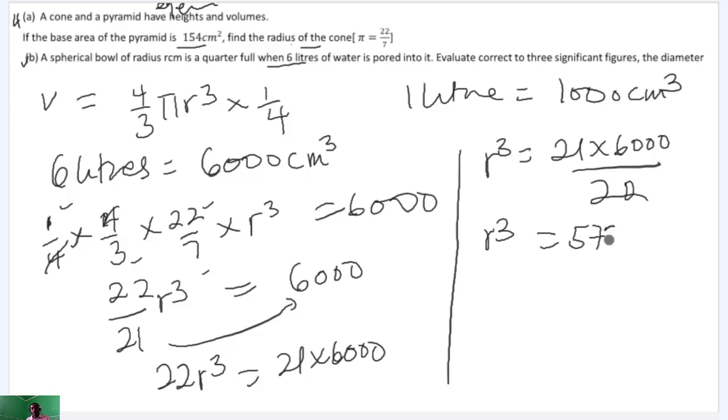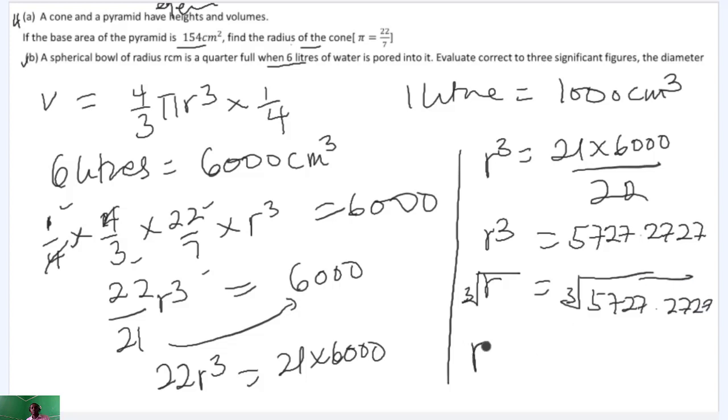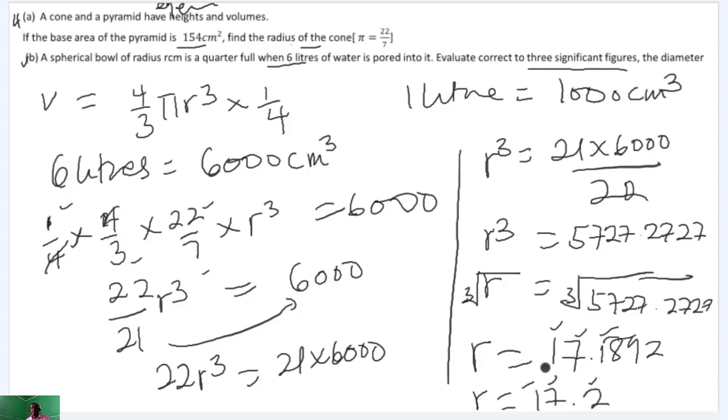We get 5727.2727. So if you find cube root of both sides, we are going to get R to be. So we find cube root of 5727.2727. It will give us 17.189. And the question says you should leave your answer in 3 significant figures. So 1, 2, 3. Because here it's also more than 5, so R is equal to 17.2. These are 3 numbers, 1, 2, 3.